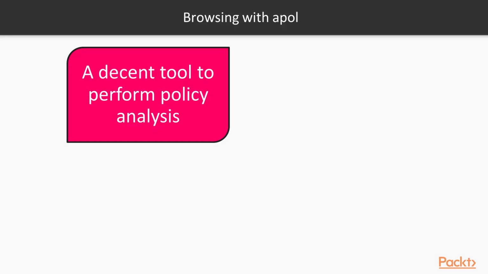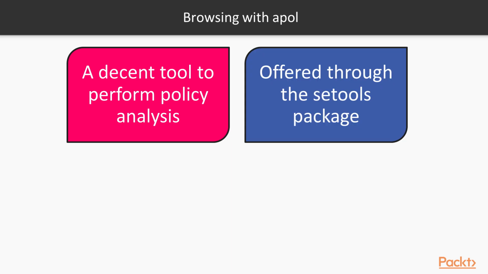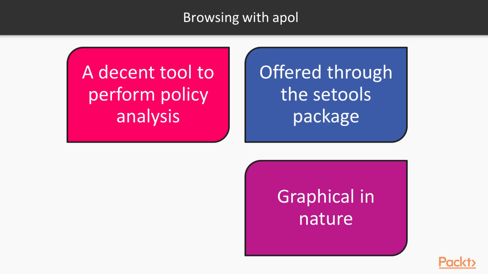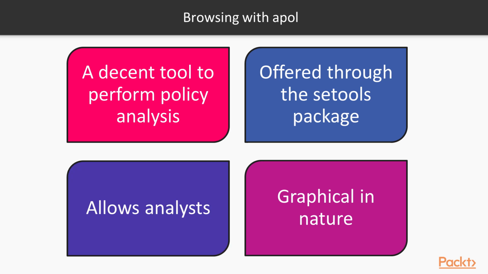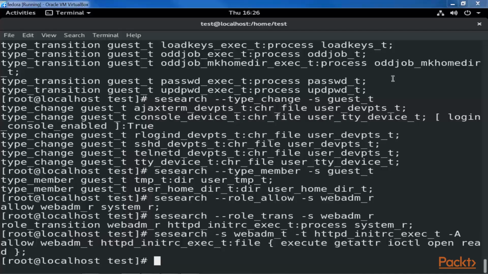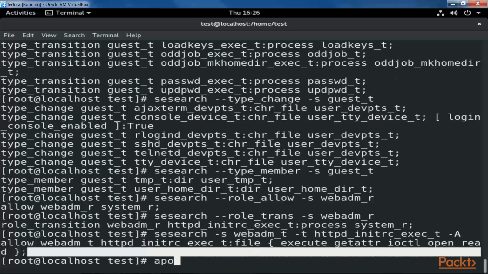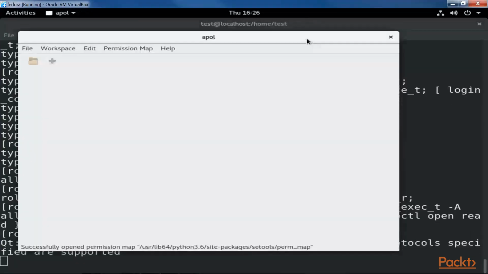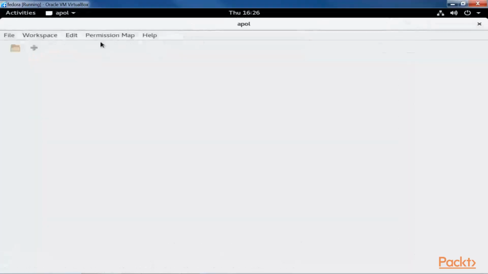So, a decent tool to perform policy analysis is apol, offered through the SETools package. The apol tool is graphical in nature and allows analysts and administrators to perform a wealth of analytical actions against the SELinux policy. Let's start apol by typing apol in the Fedora terminal. It will open the apol GUI window.